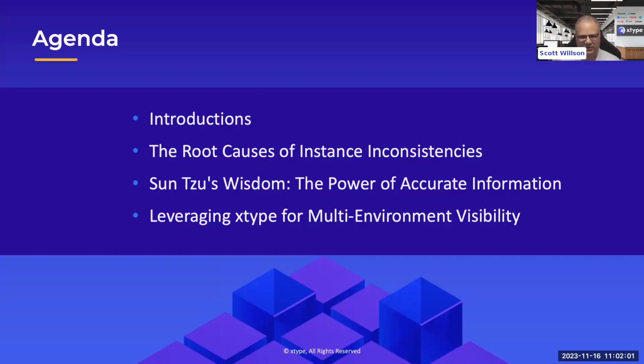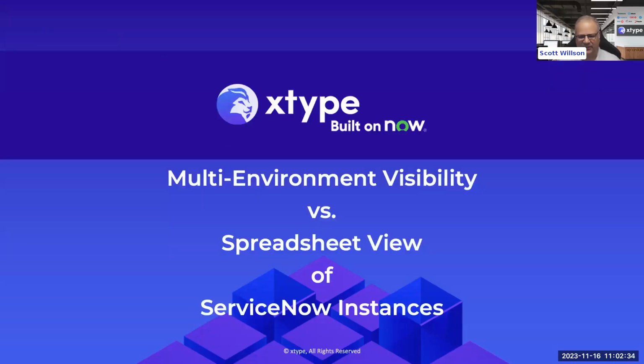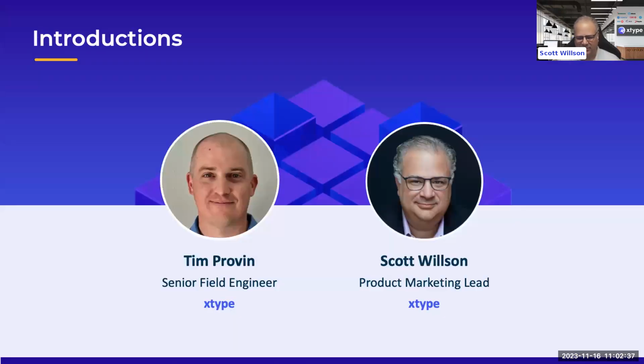Today's agenda is pretty straightforward and simple. We're going to be covering, obviously, the introductions. We'll introduce myself and my guest here as well, and my co-host, shall I say. It will cover the root causes of what causes environment inconsistencies in all of your instances, and then apply some of those problems to Sun Tzu's wisdom, which is the power of accurate information. And then we'll jump into how Xtype provides that power of accurate information and provides multi-environment visibility. So with that, we'll jump right in.